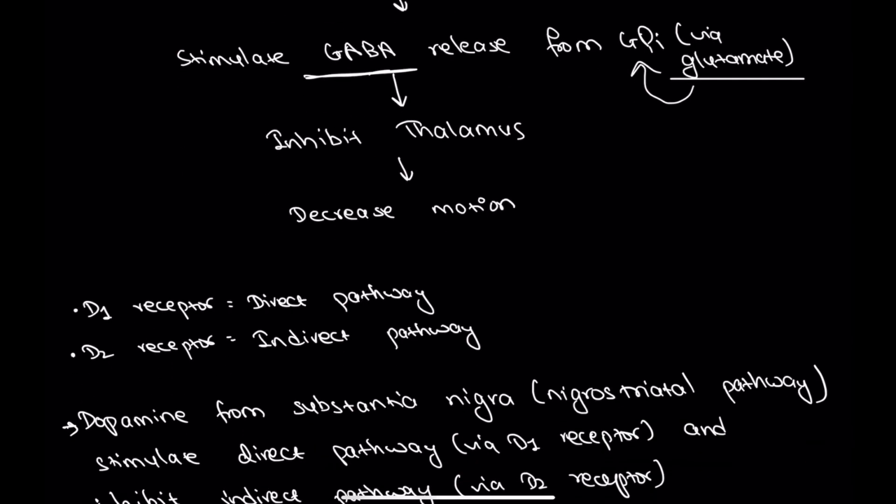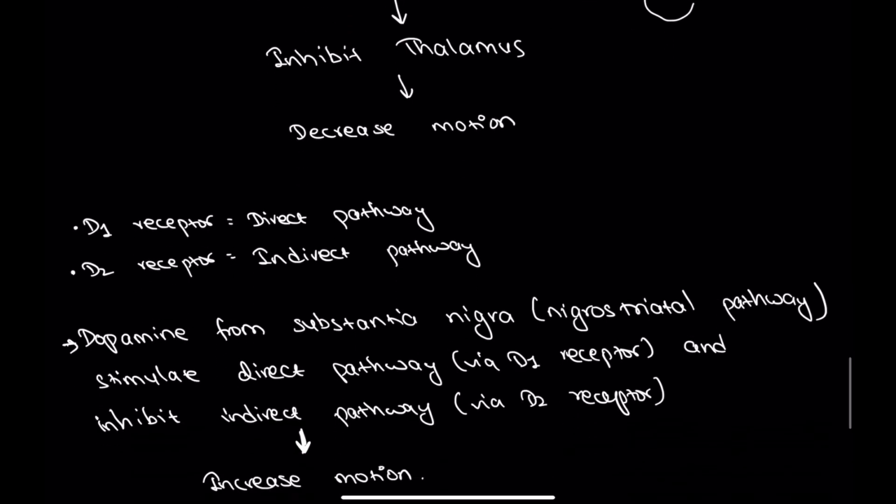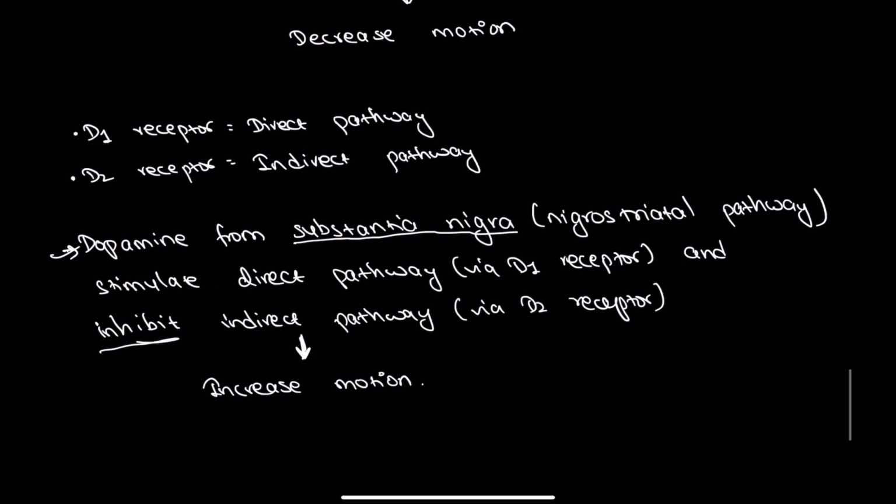The D1 receptor is the direct pathway, and the D2 receptor is the indirect pathway. The substantia nigra will release dopamine, and it will stimulate the direct pathway, meaning it will stimulate the excitatory pathway, so there will be an increase in motion, and it will inhibit the indirect pathway, that is, it will inhibit the inhibitory pathway, so it will activate the motion. So dopamine from the substantia nigra will increase motion by activating the direct pathway and by inhibiting the indirect pathway.